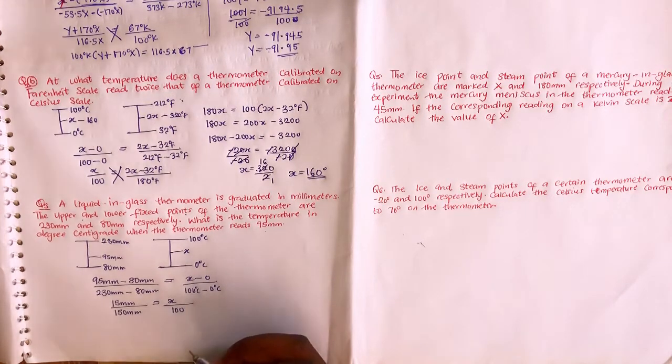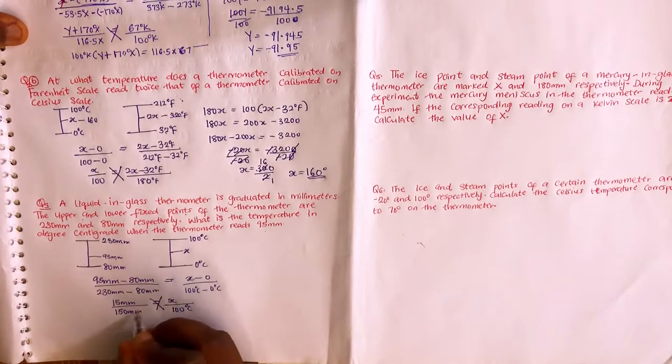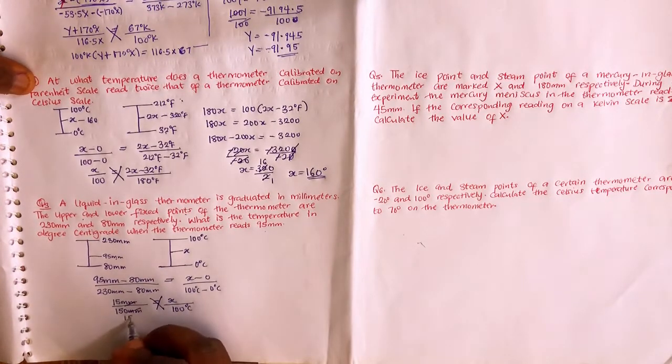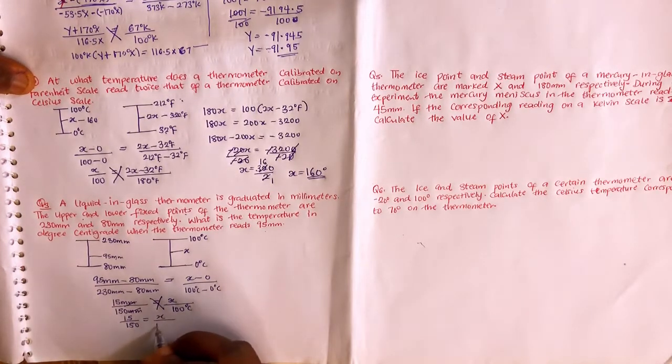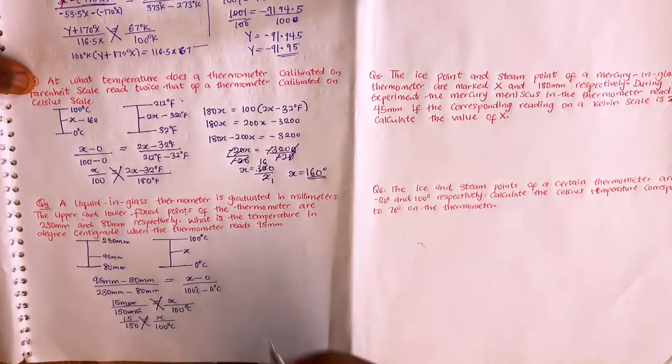So what next? Let's just go ahead with 100 degrees C. Let's go ahead and cross multiply. This will cancel this, actually. So you have 15 divided by 150 in this case equals X divided by 100 degrees C. Sure that we are cross multiplying here.